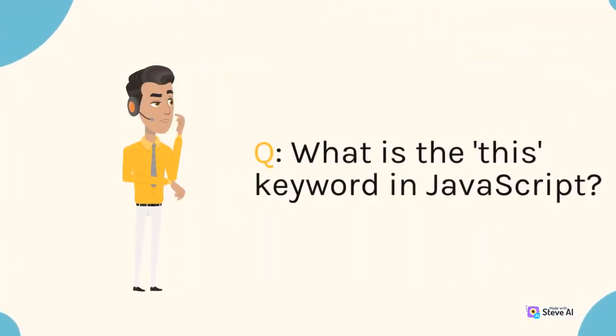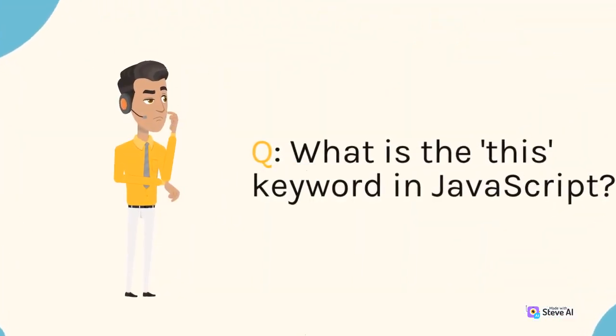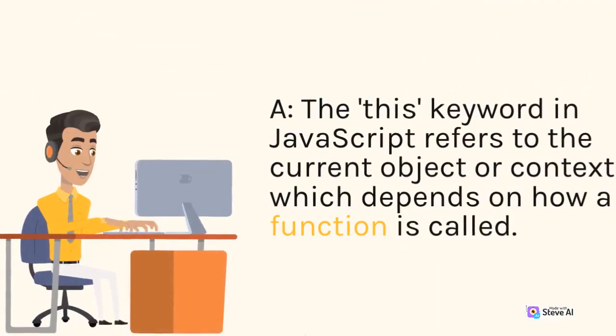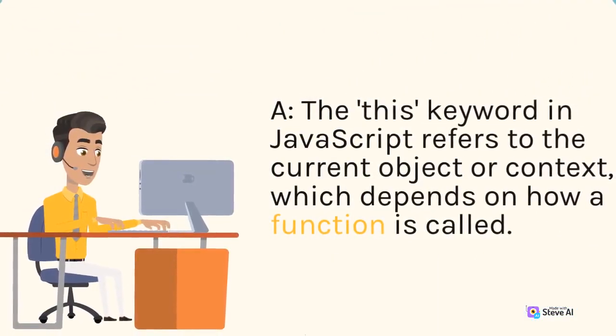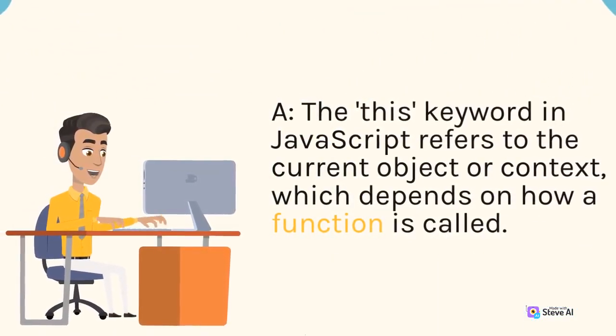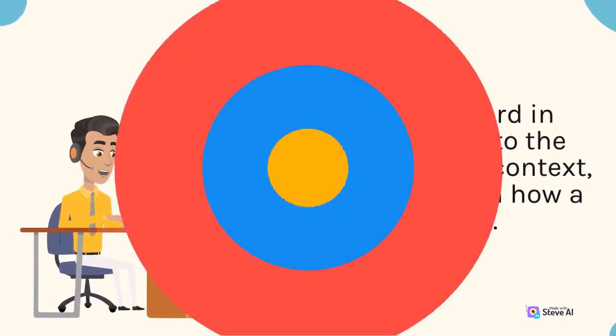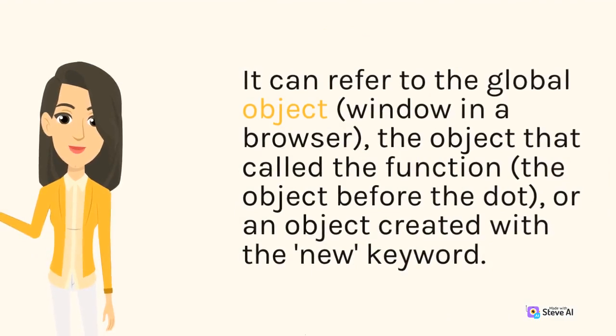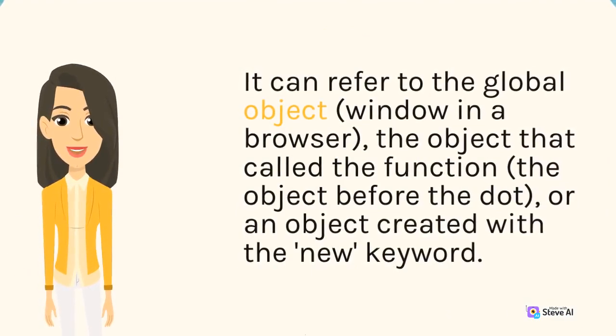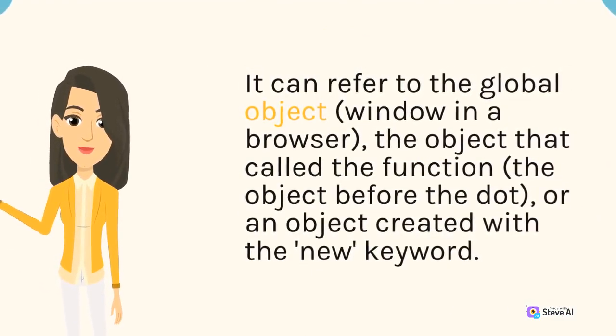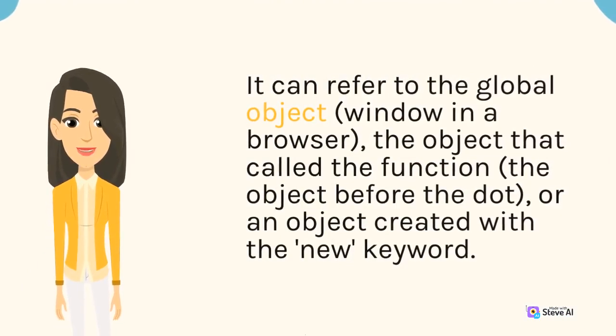Q. What is the this keyword in JavaScript? A. The this keyword in JavaScript refers to the current object or context, which depends on how a function is called. It can refer to the global object, window in a browser, the object that called the function, the object before the dot, or an object created with the new keyword.